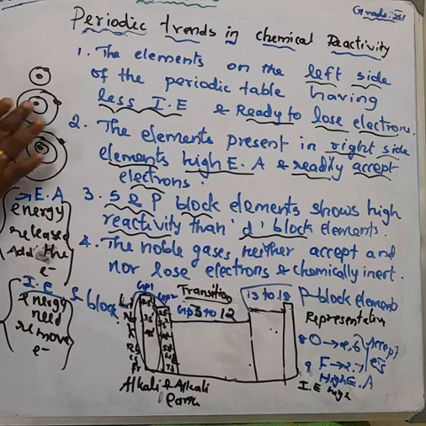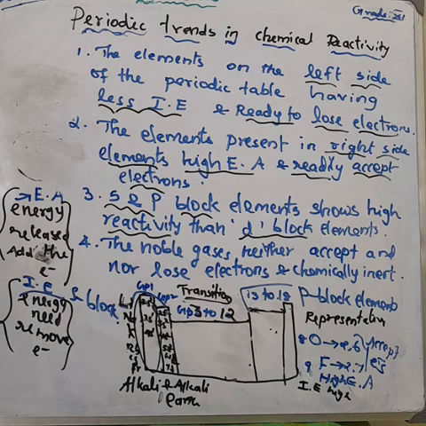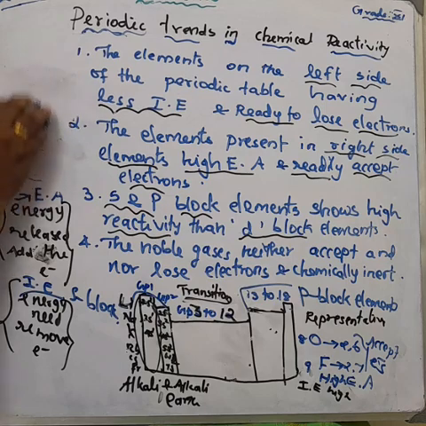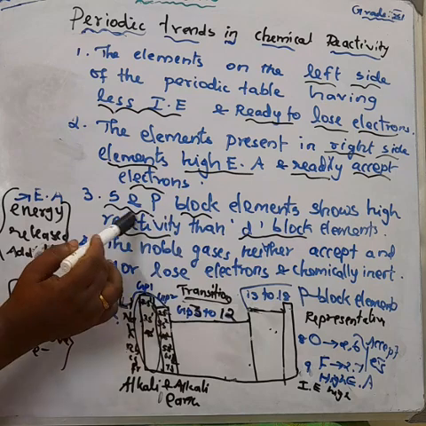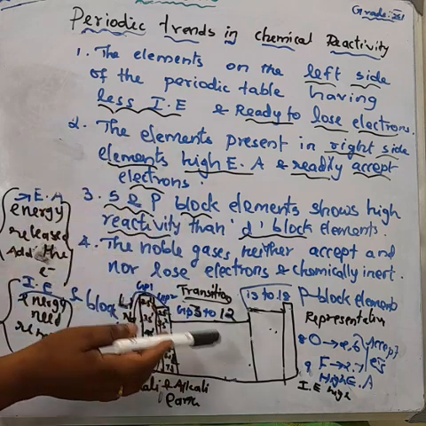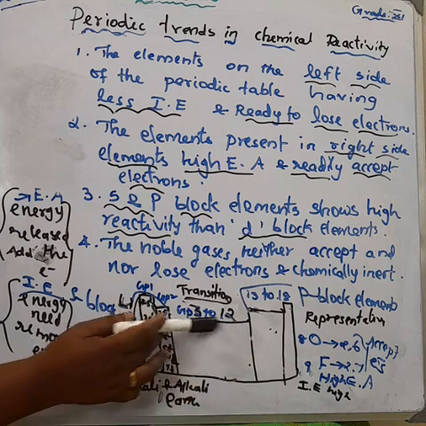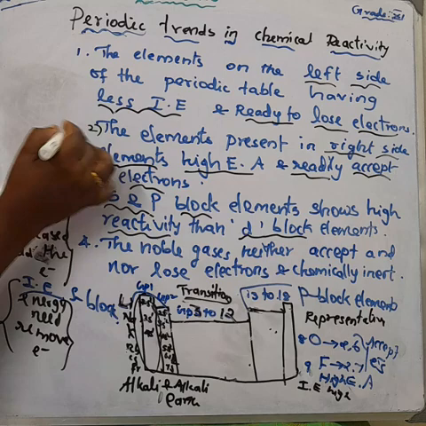So, the S and P block elements. S block elements are the alkali and alkaline earth metals, and the P block elements are on the right side of the periodic table. Comparing these, the S block and P block elements are highly reactive compared to the elements present in the middle of the periodic table. The S block elements are otherwise called metals, and the P block elements are otherwise called non-metals.